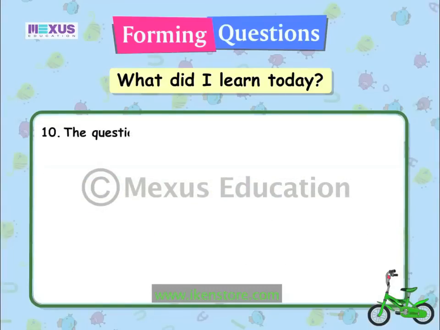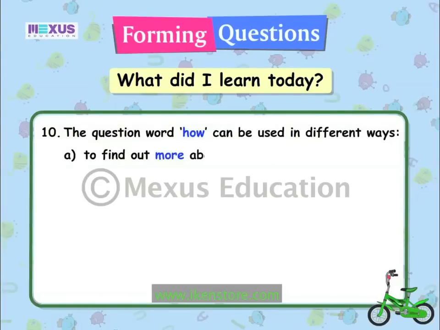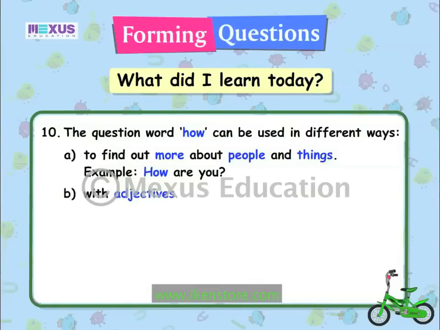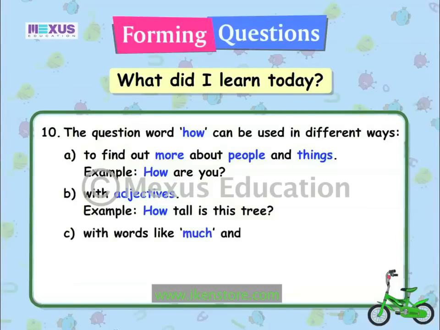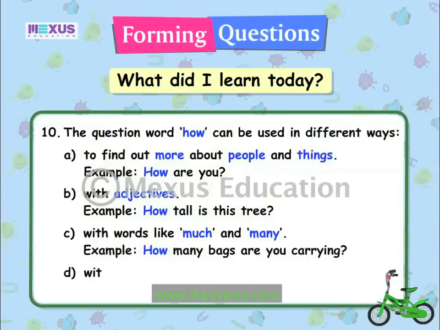The question word how can be used in different ways. To find out more about people and things, example, how are you? With adjectives, example, how tall is this tree? With words like much and many, example, how many bags are you carrying? With adverbs, example, how quietly do you sleep?